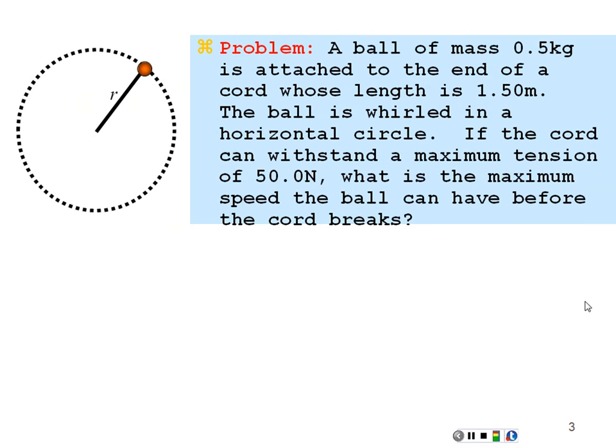Here's an example. A ball of mass 0.5 kilograms is attached to the end of a cord whose length is 1.5 meters. The ball is whirled in a horizontal circle. If the cord can withstand a maximum tension of 50 newtons, what is the maximum speed the ball can have before the cord breaks? This might be similar to the problem encountered by David when he was trying to slay Goliath, as he's whirling a ball around in a circle.